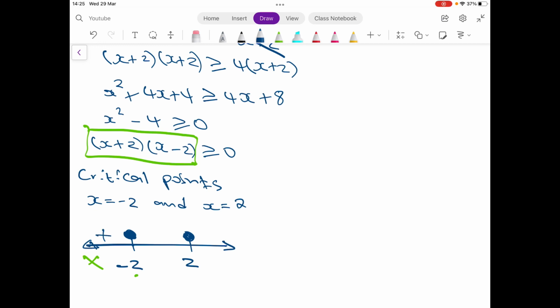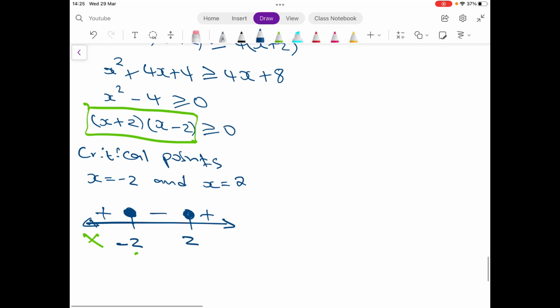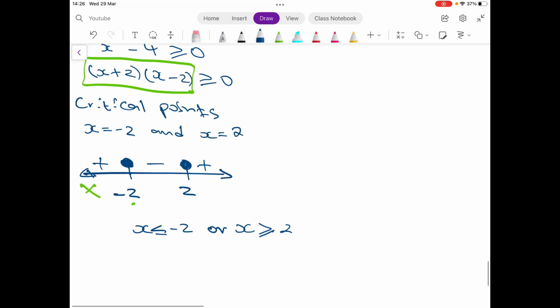The answer we get is positive, and then we substitute for x any value between the two critical points, such as negative 1, we get a negative, and then we substitute a value greater than 2 like 4, we get positive. So now to write our final answer is basically going to be x is less than or equals to negative 2, or x is greater or equals to 2. Just like that, you are done.